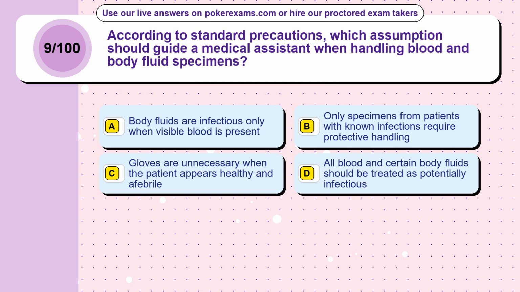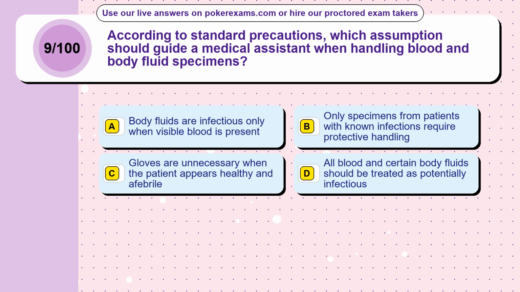Question 9. According to standard precautions, which assumption should guide a medical assistant when handling blood and body fluid specimens? Option A. Body fluids are infectious only when visible blood is present. Option B. Only specimens from patients with known infections require protective handling. Option C. Gloves are unnecessary when the patient appears healthy and afebrile.